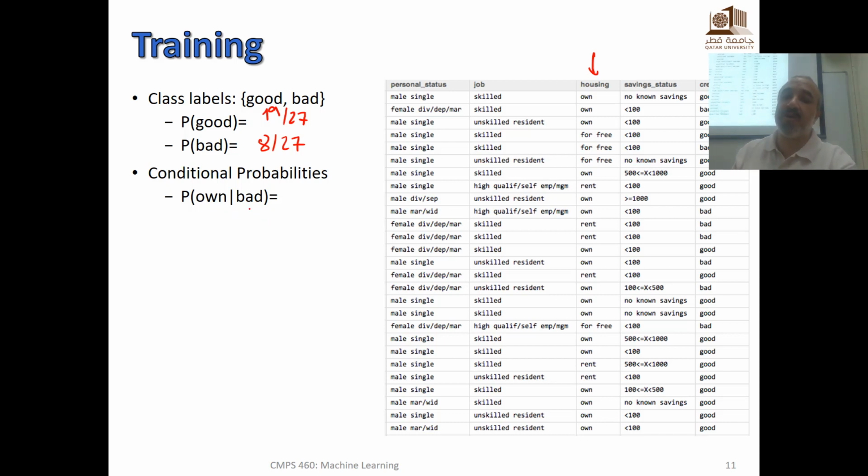How can we compute the probability of own given bad? This is a conditional probability, right? So what should we do? Use Bayes' rule. Bayes' rule tells us that this is the probability of own and bad, which is the joint probability, over the probability of bad. To estimate this, we'll just count how many times own and bad appeared over how many times bad appeared. How many times did bad appear? 8. We said it already here, right? How many times did own and bad appear? So where are the bads? This one, this one, this.